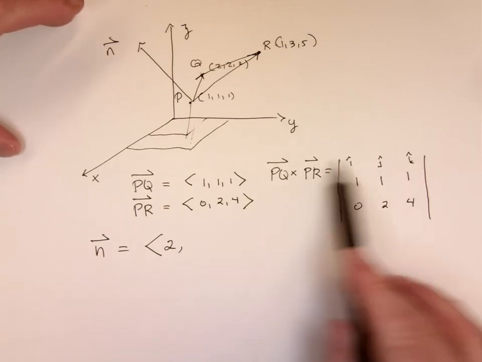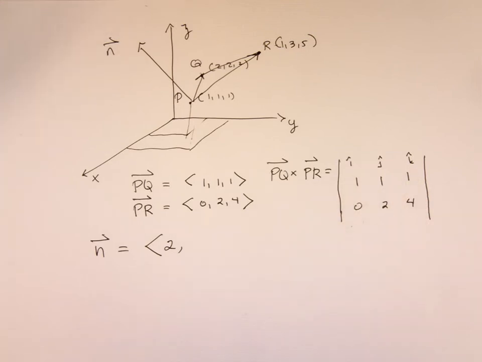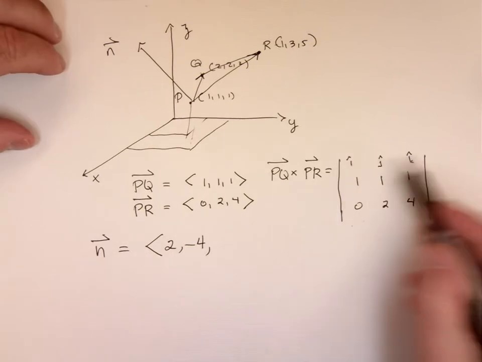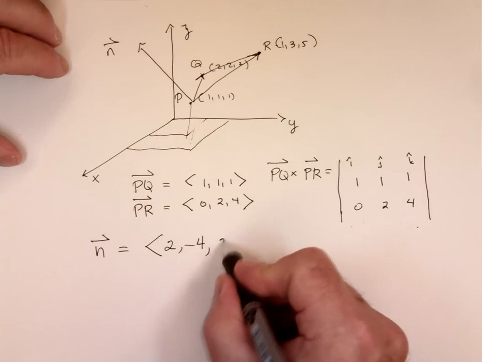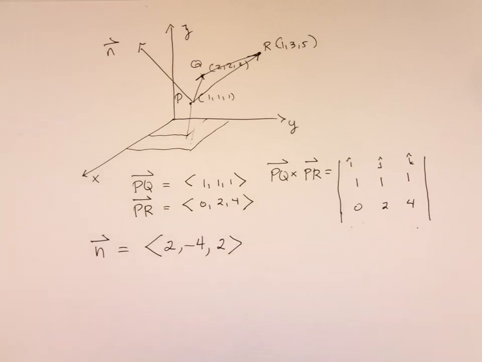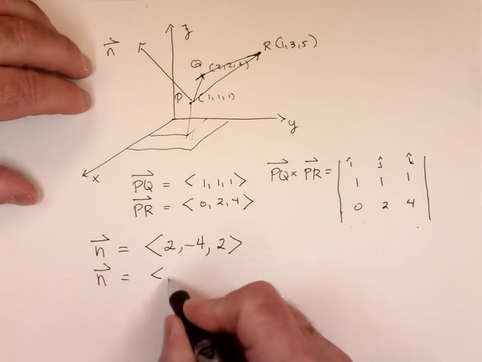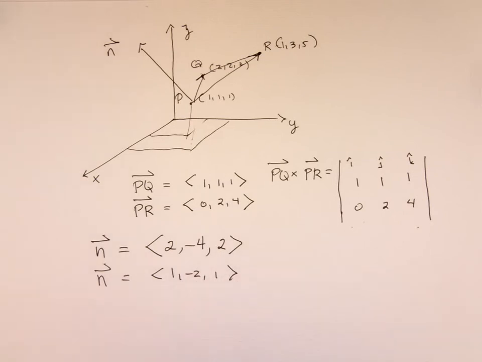I'm going to have 4 minus 0, but it's the middle one, so we have to take its opposite. Okay. And then we cross this out and cross this out. We're going to get 2 minus 0. Okay. We get 2, negative 4, 2. I'm going to divide by 2 and make it 1, negative 2, 1. Okay, that's my normal. You can always take a constant out, simplify it.